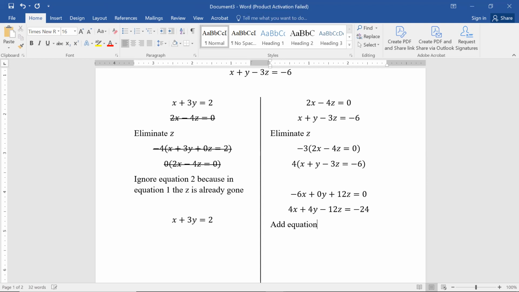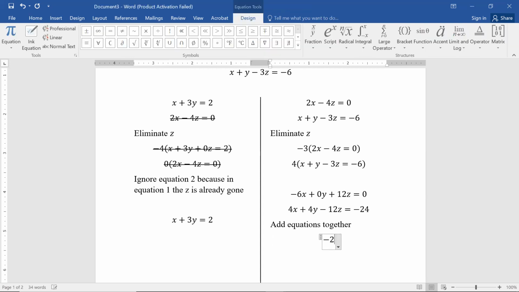We add the equations together. And when we add the equations together, we end up with -2x plus 4y. The z's are eliminated, and you get equal to -24.